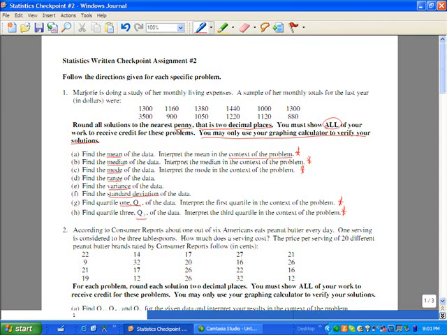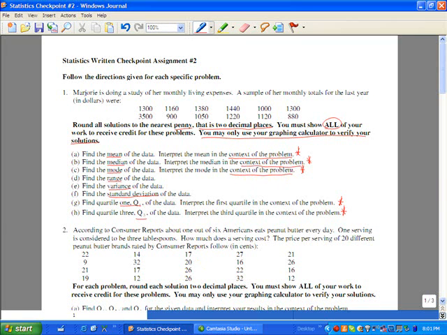When you interpret the mean, the median, and the mode in a problem, you never want to use the words mean, median, mode, middle, center. Okay? You want to interpret it in layman's terms so that everyone can understand. You're not going to say the average is 1,200. The average what? That's what it means by the context of the problem.